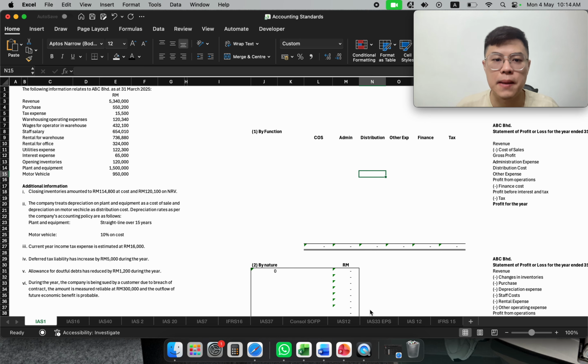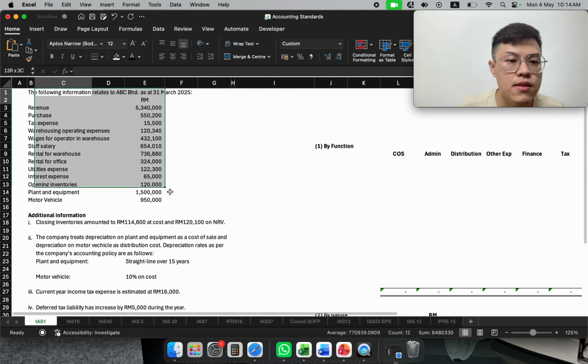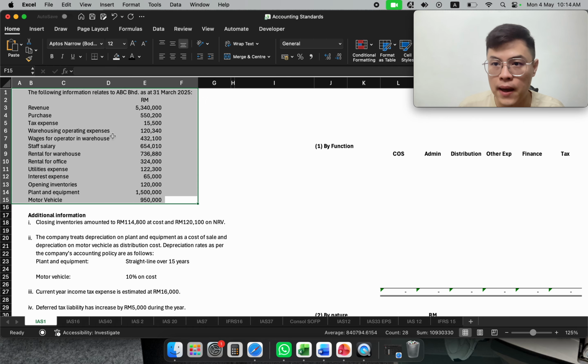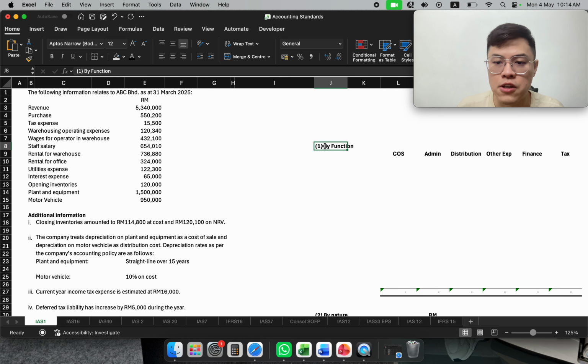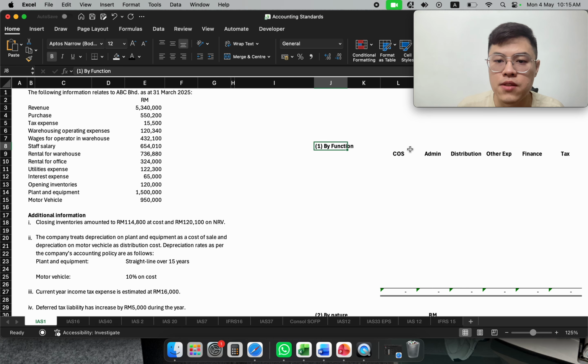of financial statement by functions and by nature using these questions. So we have these questions asking us to do the statement of profit or loss by function and by nature. So we will need to categorize them using the by functions. So these are the few functions. So let's start with by functions first.